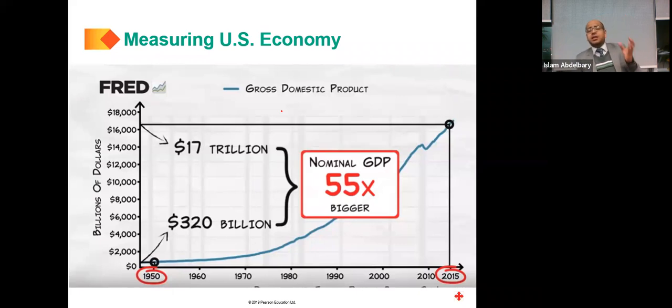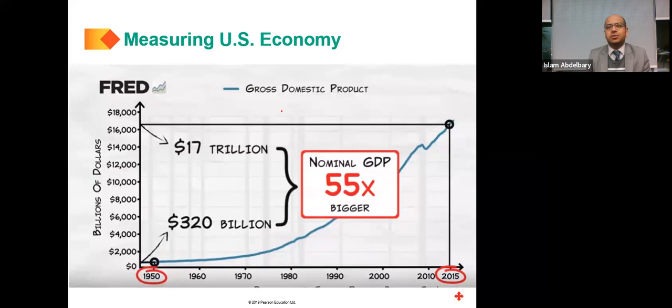Are the prices in 1950 the same as in 2015? Is a hot dog sandwich in 1950 the same price as the same sandwich in 2015? Of course, no. The price increased dramatically over these years.